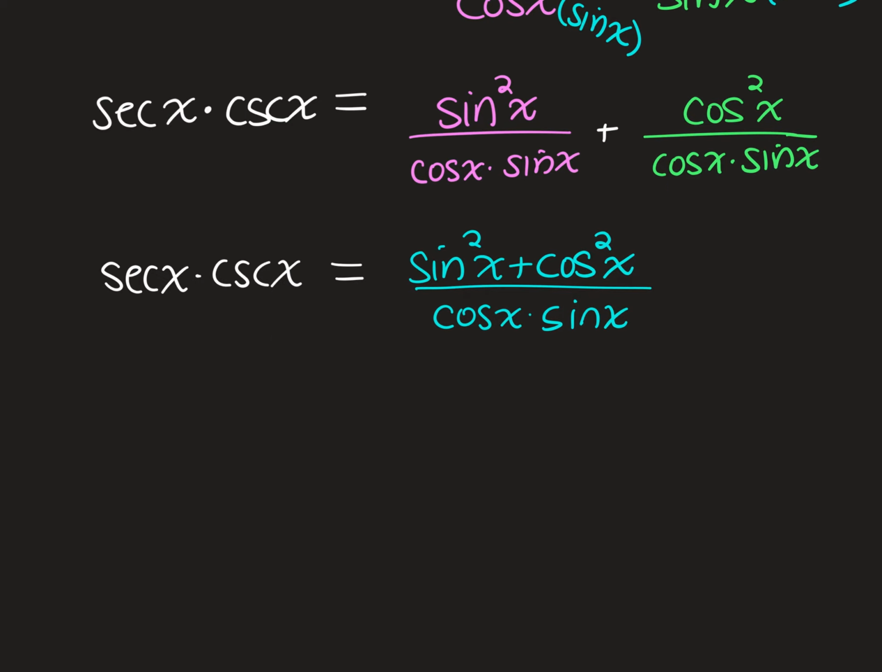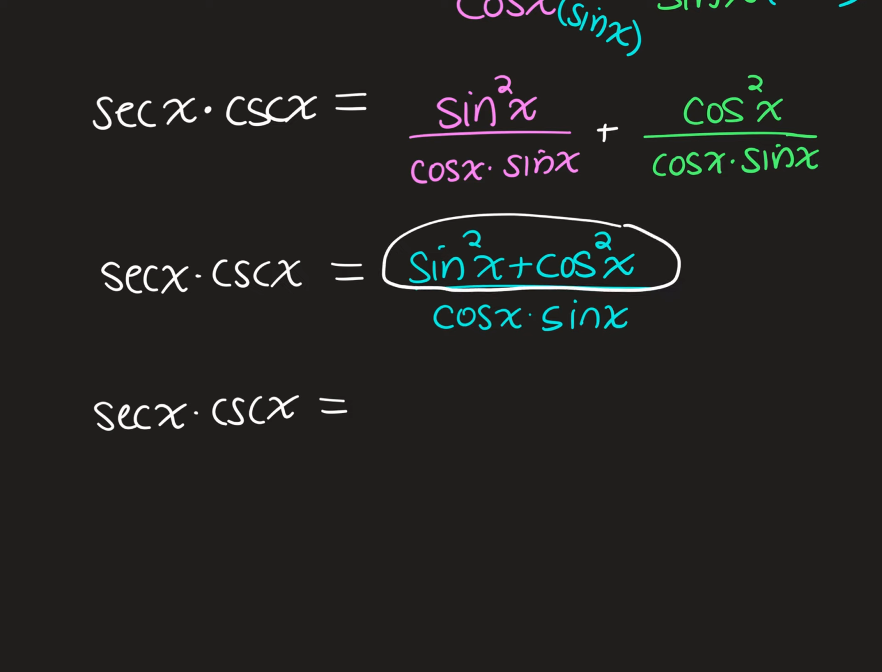Yeah. So secant of x times cosecant of x, I'm not going to change the left side. But in the numerator of the right side, this guy right here, that is your Pythagorean identity. That's the one we started with. Sine squared plus cosine squared is just 1. So we have 1 over cosine of x times sine of x.